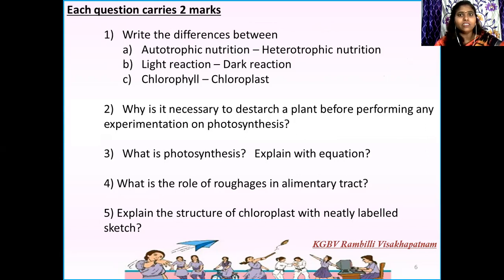Let us find out. Write the differences between autotrophic nutrition and heterotrophic nutrition, light reaction and dark reaction, chlorophyll and chloroplast. We know very well the differences: autotrophic means they can make their food on their own. Heterotrophic means they can't do that. All those are dependent on the plants. In this heterotrophic nutrition, animals, parasites and fungi are all examples.